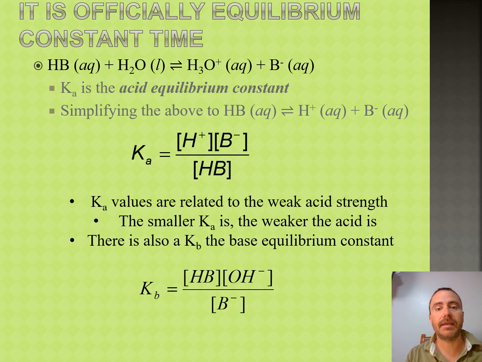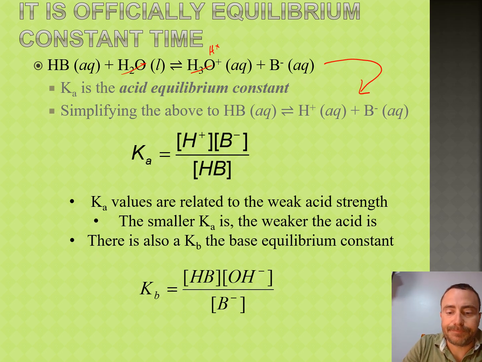So Ka, if I simplify that equation, notice that I'm just getting rid of the waters. There's a water in here, and there's a water in here, and I'm just making that H+, right? And that just becomes this equation. I could write the whole thing out, but it's just simplifying it so we don't have to write H3O+ every time. So the Ka is products divided by reactants. So our products are H+ concentration times our B- concentration divided by our HB.